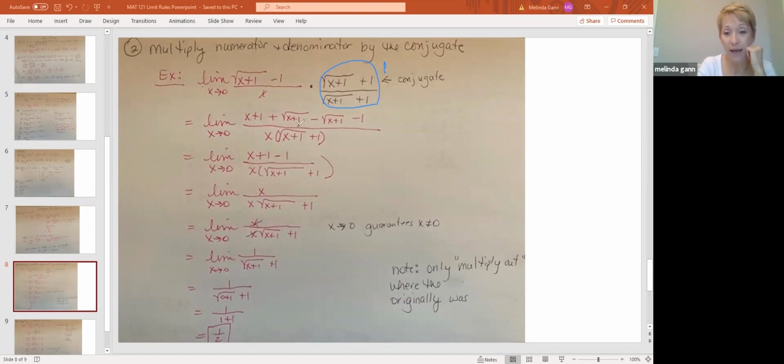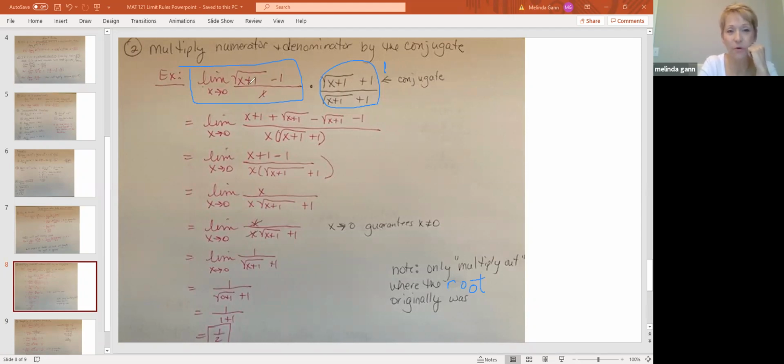Now, here's the trick. Only multiply out where the root originally was. Now, what do I mean by that? All right, go back and look at the original problem. Here's your original problem. Was the root on the top or the bottom? See, the root originally was on the top, so I'm only going to multiply out the top.